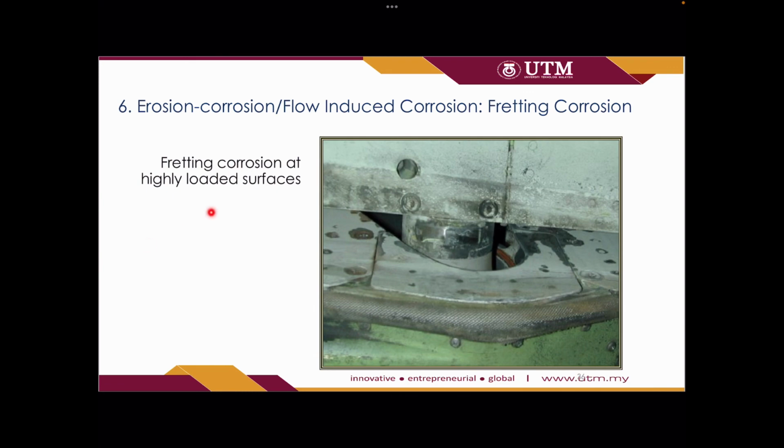This is an example of fretting that occurs between these moving contact surfaces. So due to any highly loaded surface, this surface is corroded between these two contact surfaces. I think that's all for the erosion corrosion.